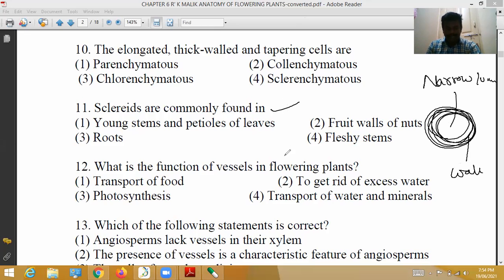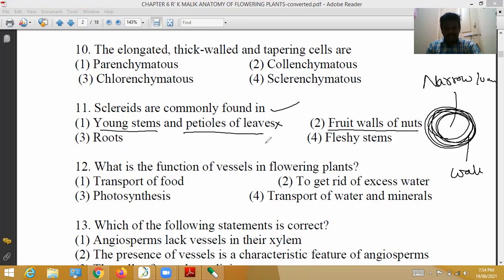They are brittle and cannot be spun like fibers. They often constitute a strong part of ripe fruits and give hardness to the seed coat. Those are called sclereids. So where can we find them? Young stems and petioles of leaves are all soft parts; in these we cannot find them. In the fruit walls of nuts we will find sclereids.